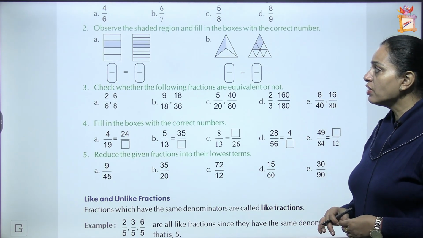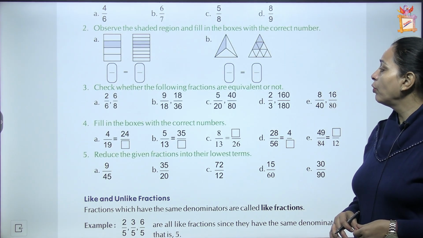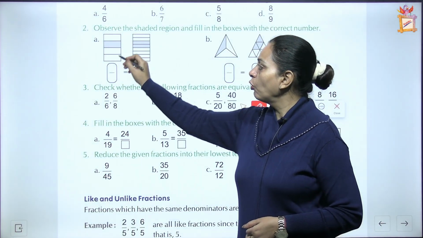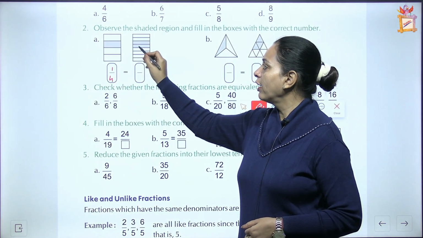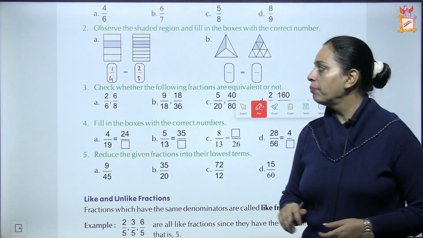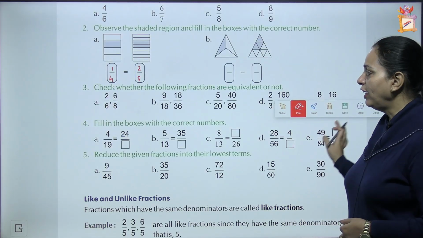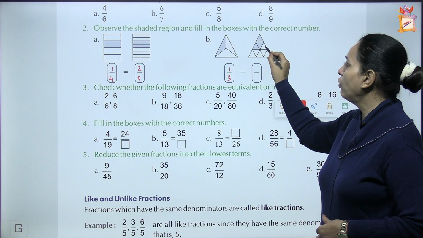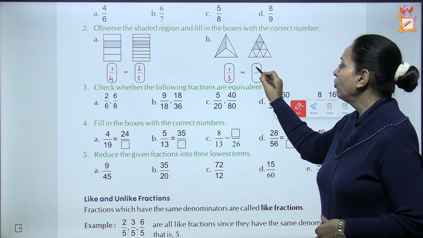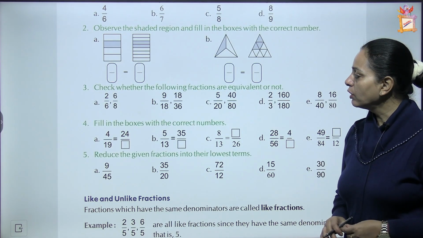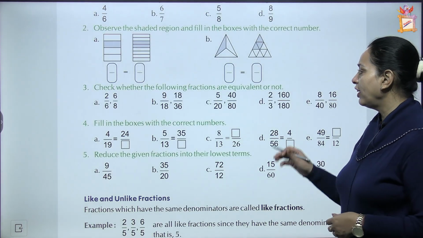The second one: observe the shaded region and fill in the boxes with the correct number. See A part here. Here 1 out of 4 is shaded, 1/4, and here 1 2 3 4 5 6 7 8, total 8, 2 are shaded, but these are equivalent. That's why there is an equal to sign between them. Now B part, 1 out of 3, and here 1 2 3 4 5 6 7 8 9, 3 out of 9. These are also equivalent.